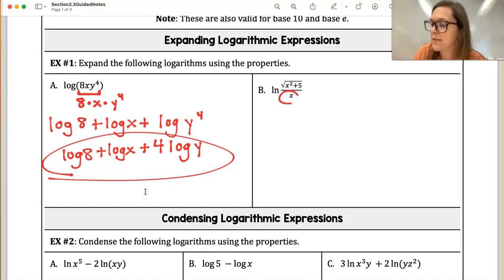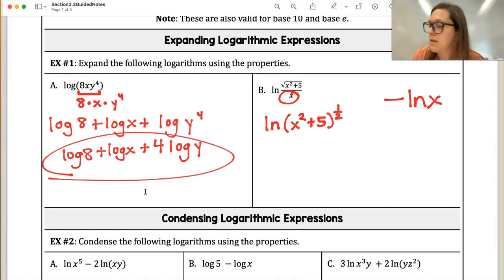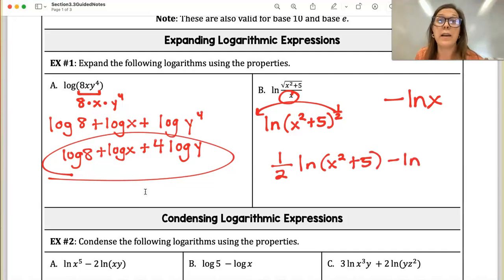What's going to be subtracted? Well, my ln of x. So I know I'm going to have a minus ln of x, but what's happening in front? Well, in my numerator I have an ln. I'm going to rewrite this as x squared plus 5 to the 1/2, right? Minus my ln of x. And then what else can I do? I can bring that 1/2 in front, so 1/2 ln, and I can't separate that x squared plus 5. That stays together. It would be different if it was 5x squared.